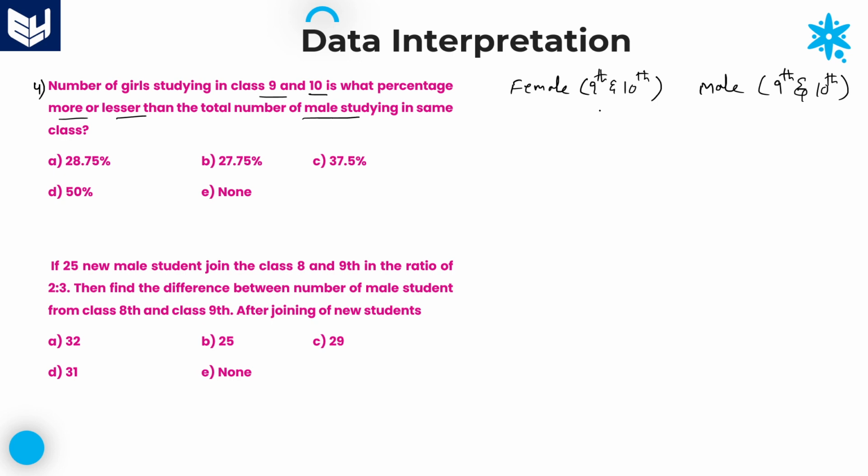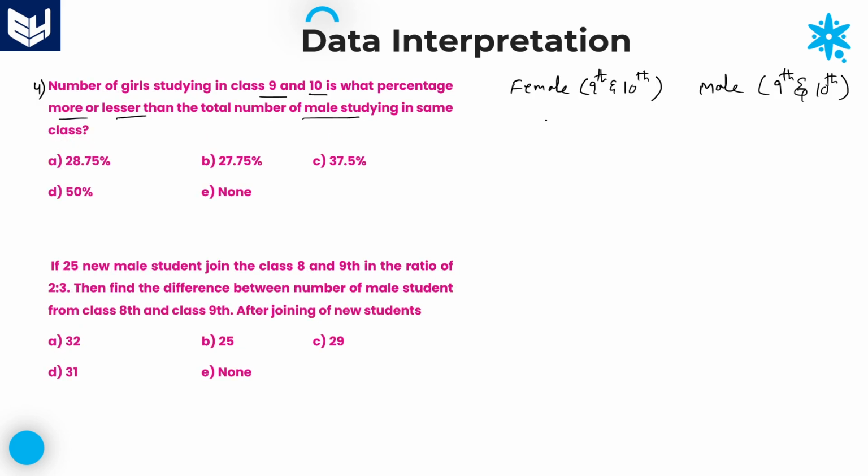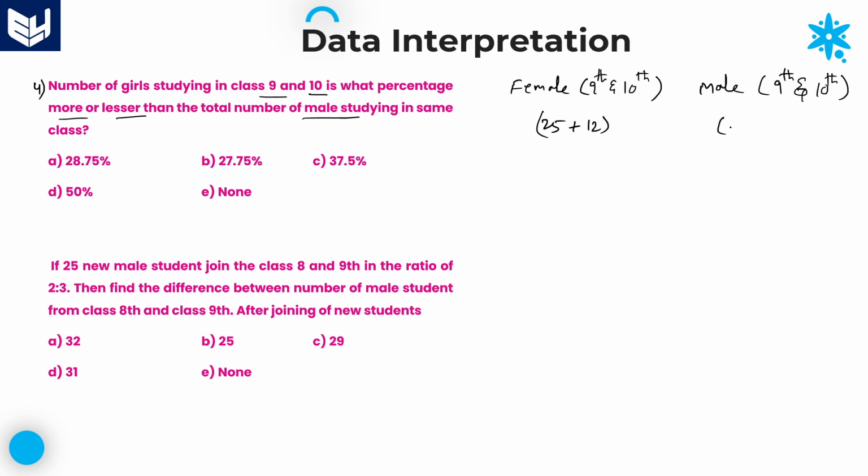First, what are these two values? You just calculate it. Females in 9th and 10th: 25 and 120. Whereas coming to male categories, males in 9th and 10th are 45 and 240. Now you just add these two. 120 plus 25 is 145. And 240 plus 45 is 285.